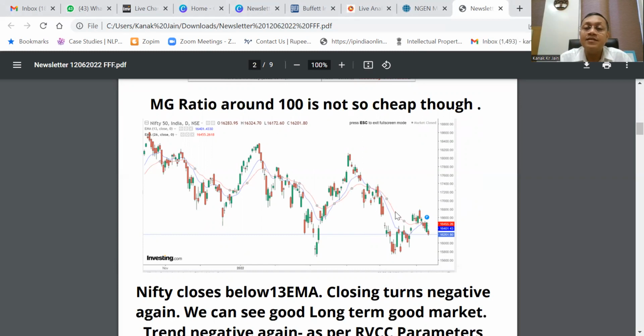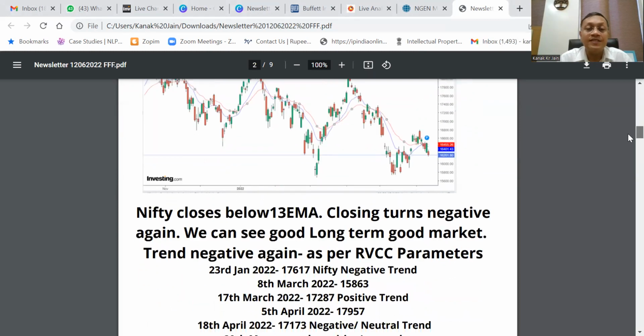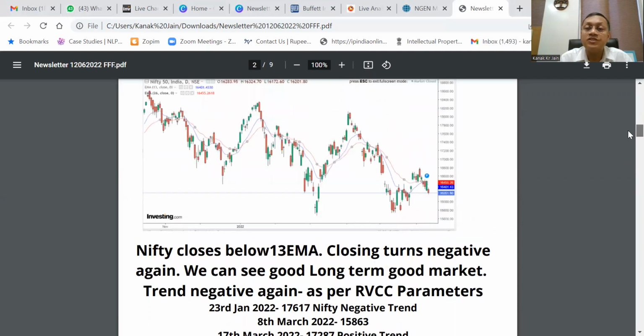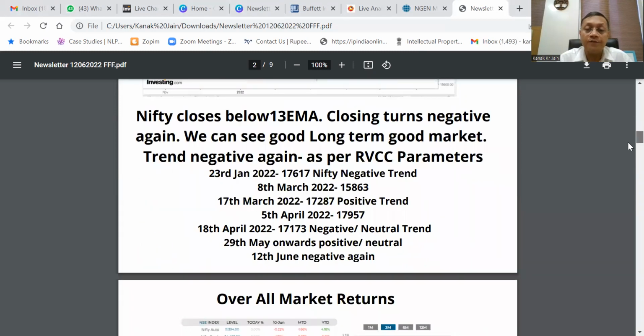If you see the 13-day moving average and the 26-day moving average, there can be various other ways to find out. Whenever the market falls below these two and remains there for some time, something negative is happening, as we saw in various cases, like on 23rd Jan, 17th May, 18th April. Currently, again, the market has dipped below these levels. And next week, we presume that the markets will be negative or neutral.